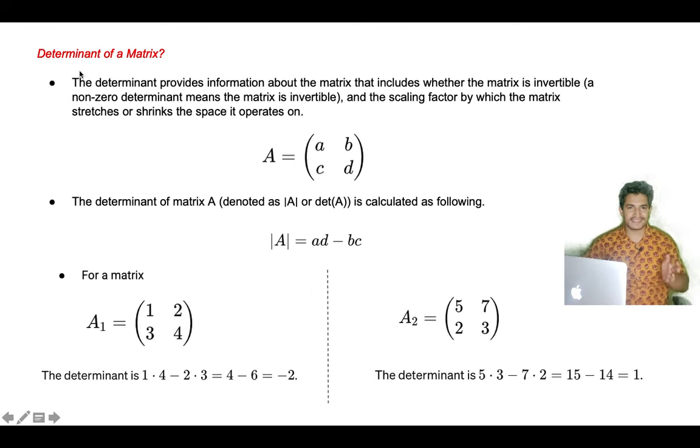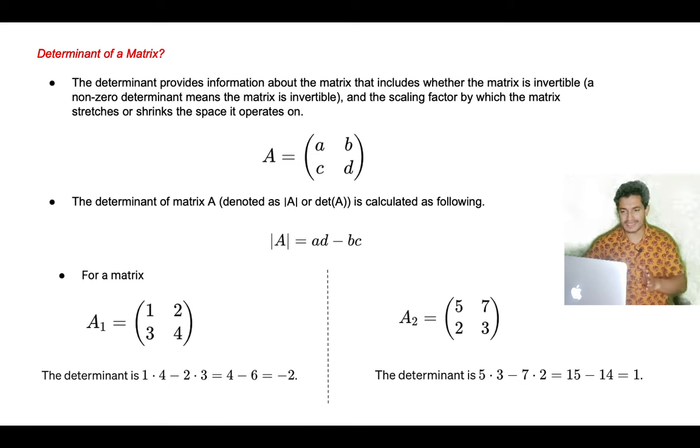So, next, we will look at the determinant of a matrix. So, what is the determinant of a matrix? It provides information about the matrix that includes whether the matrix is invertible, one thing, and second thing, the scaling factor by which the matrix stretches or shrinks the space it operates on. So, this is the geometrical meaning of determinant: when a matrix has a non-zero determinant, it is invertible, and secondly, the value of the determinant denotes the scaling factor by which the matrix stretches or shrinks the space it operates on. So we will look into it in more detail. We will understand it in the next slide.